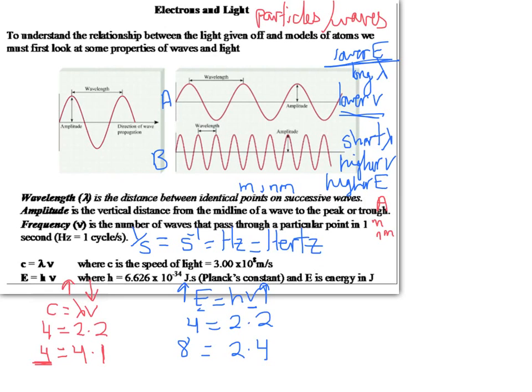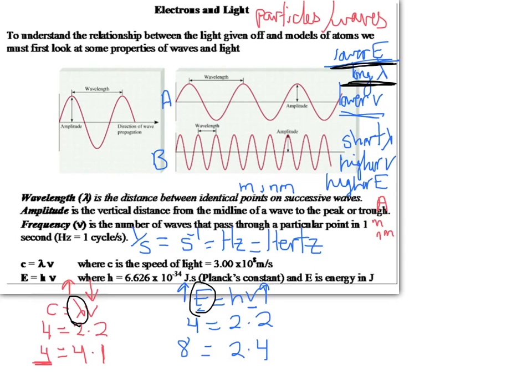Okay. Now what if I ask you, what is the relationship between wavelength and energy? Is it direct or is it an inverse relationship? If you look at waves A and B, this has the long wavelength and it has the lower energy. So that looks like an inverse relationship.